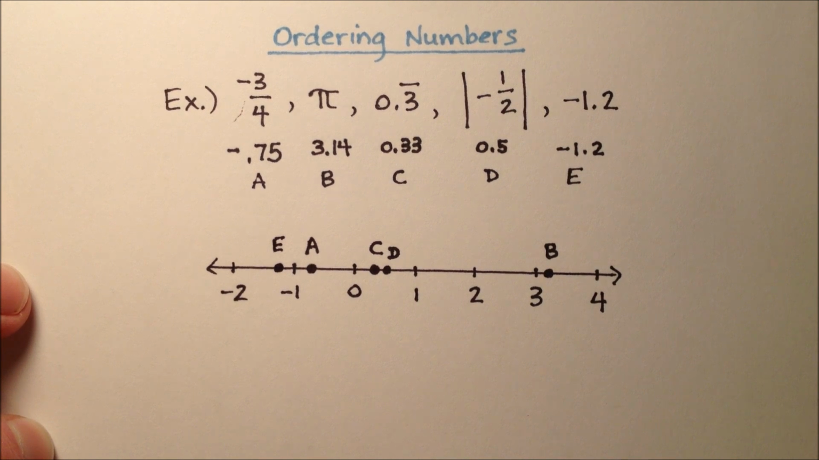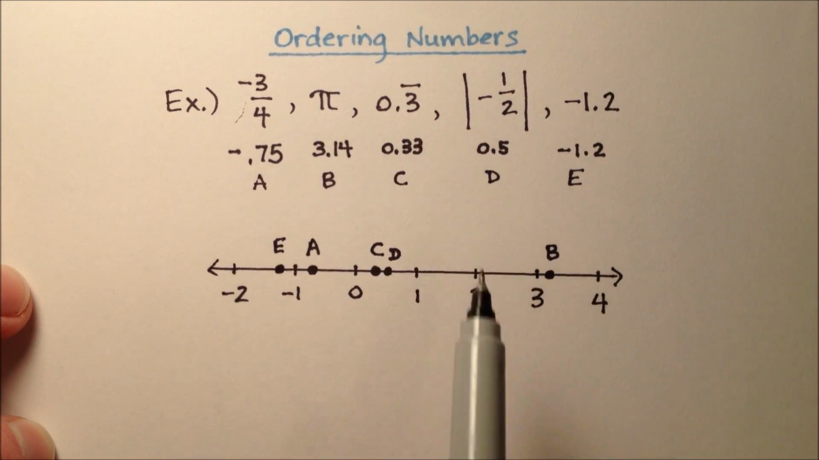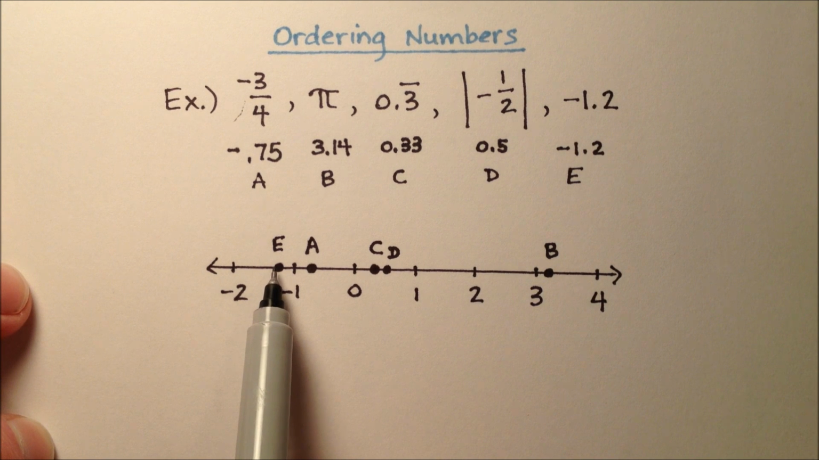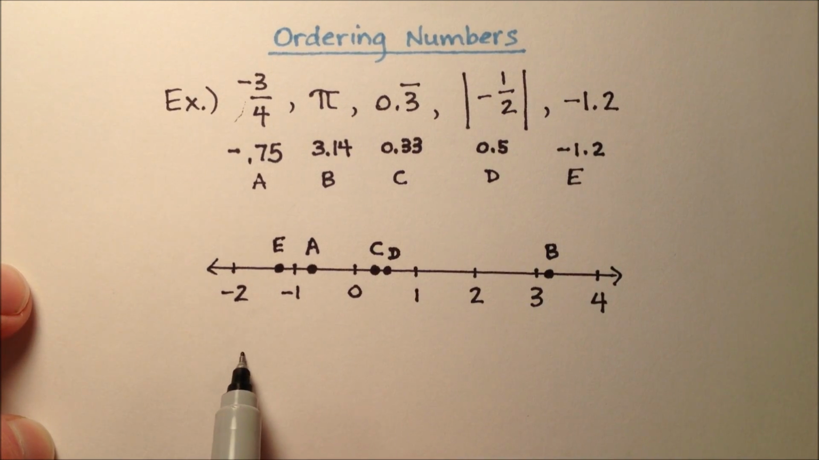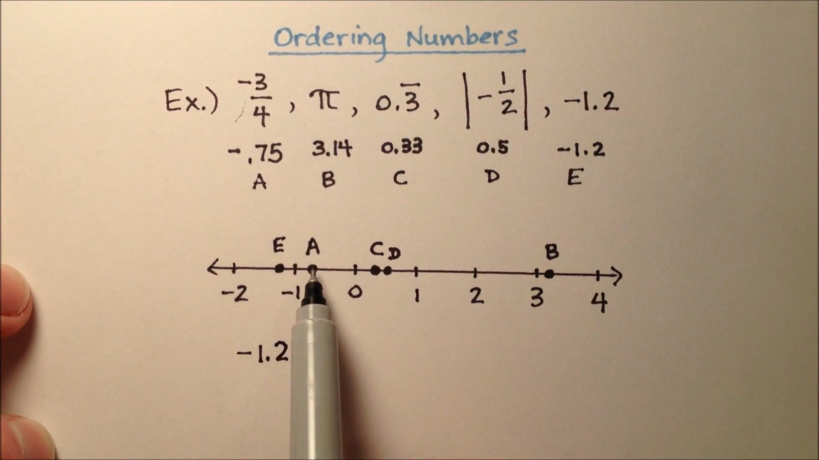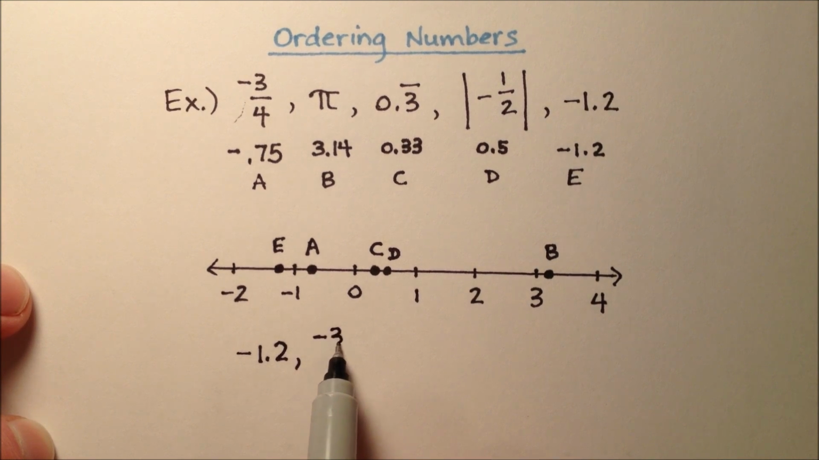So there's our E. Now that we've labeled and graphed all 5 values, we can jump back up here and put them in the appropriate order, from least to greatest. Our smallest value was E, and I know he's the smallest because he's the furthest to the left on the number line. So E was -1.2. Our next value is A, and he was -3/4.